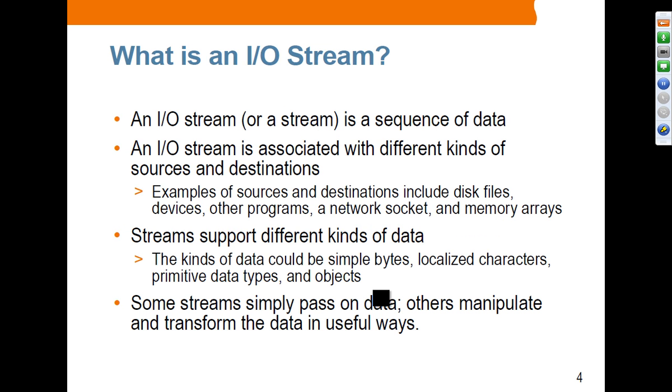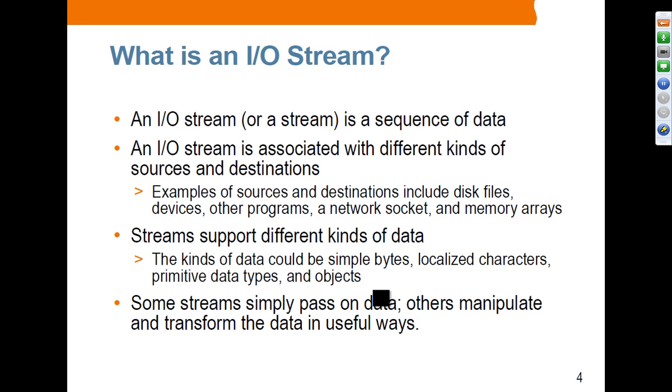Okay, so what is an IO stream? An IO stream is a sequence of data. By the way, we are going to use the term stream as well. So IO stream and stream, we are going to use these two terms interchangeably. An IO stream is associated with different kinds of sources and destinations. So typically, we get something from the keyboard or from a file, right? These are all different types of stream sources.